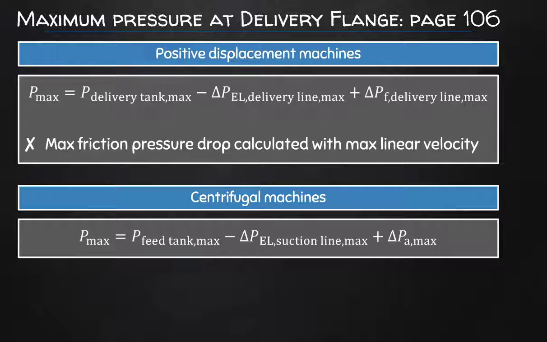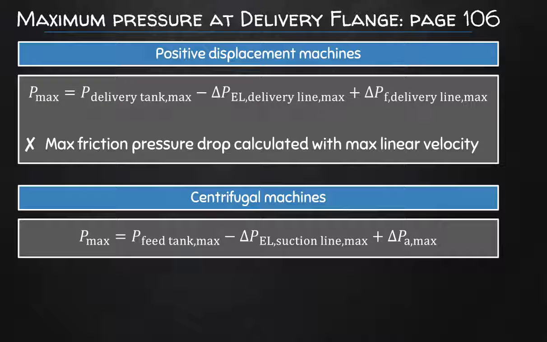Now the next thing to check is the maximum pressure exerted at the delivery flange of the pump. This is where the pipeline connects directly to the pump in question. So the pump is a unit. It will have a flange on either side where the suction line and the delivery line go, and then you would just put another pipe flange onto that. You'll bolt it closed and Bob's your uncle.